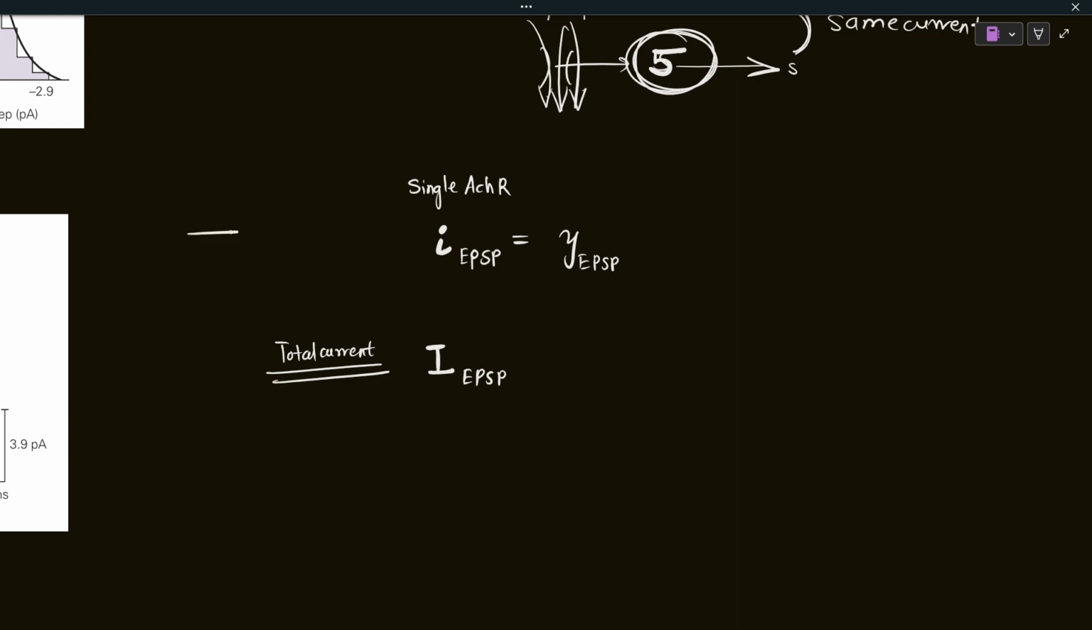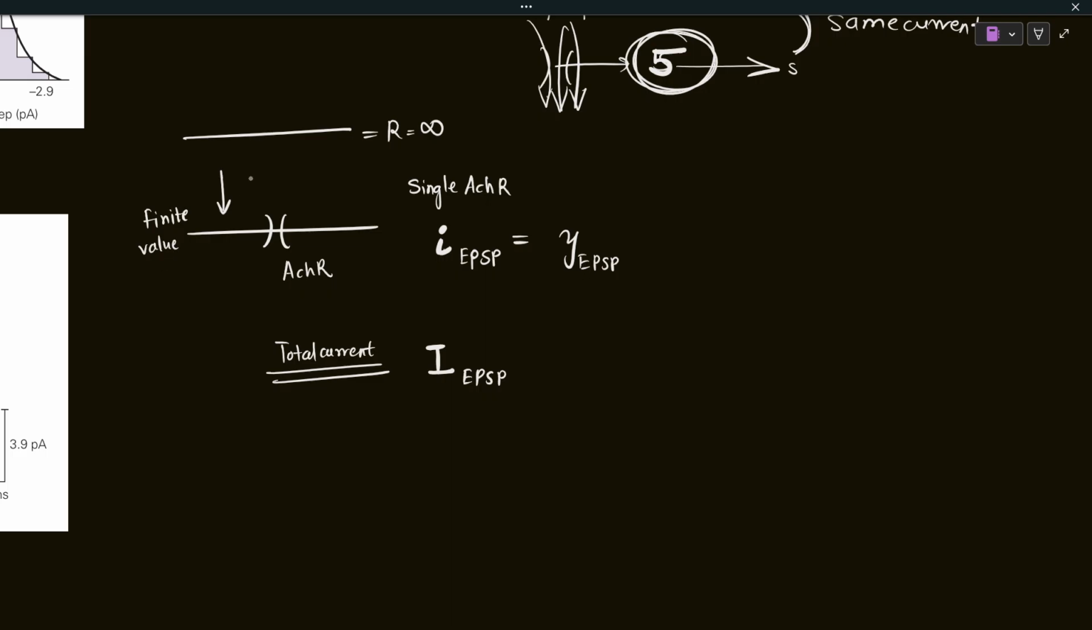So you are imagining a scenario where only one acetylcholine receptor is present on the membrane. If this is the membrane lipid bilayer, which has no ion channel and no acetylcholine receptor, it will have infinite resistance. But due to the presence of this ion channel, the resistance decreases to some finite value.